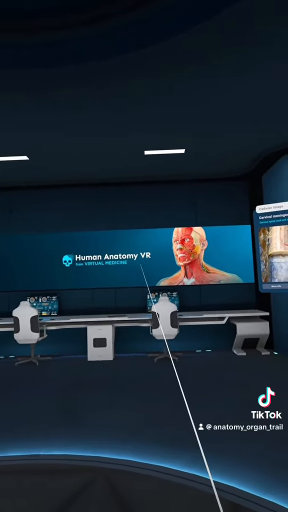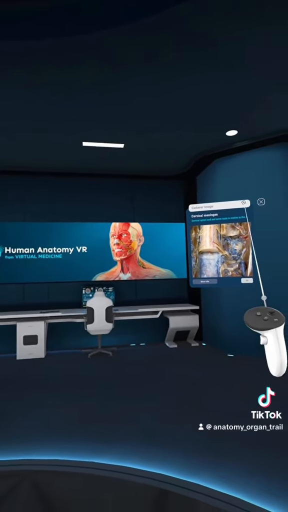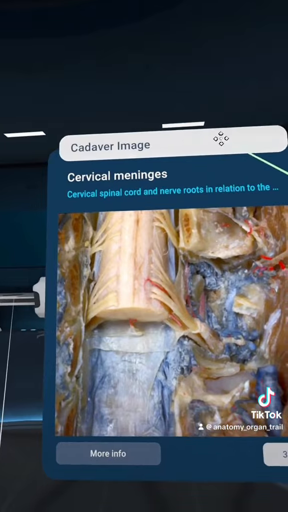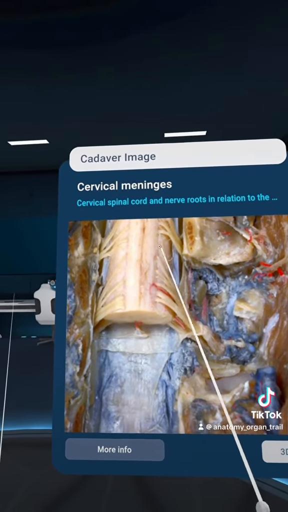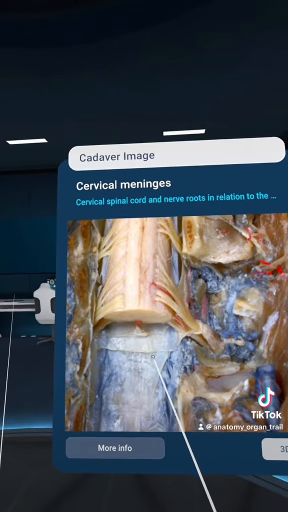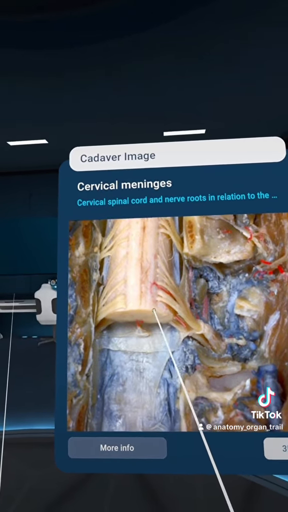We're going to use Human Anatomy VR on the MetaQuest 3. So let's go ahead and take that. Let's bring this in closer so that we can see all the different parts of the spinal cord. So this is the spinal cord here. These are the meninges, or the connective tissue layers surrounding that spinal cord.